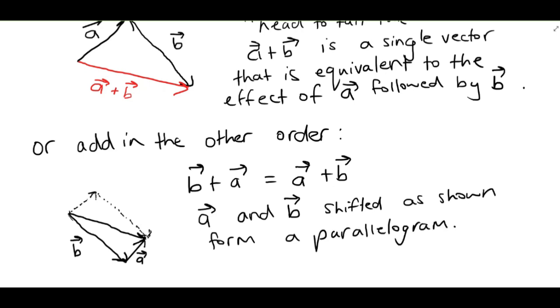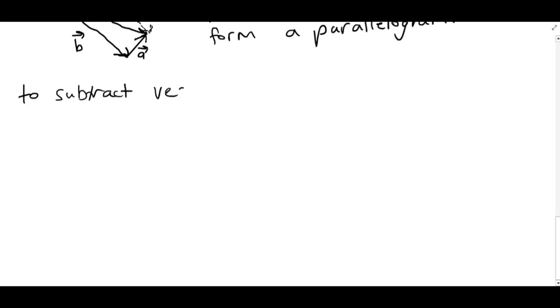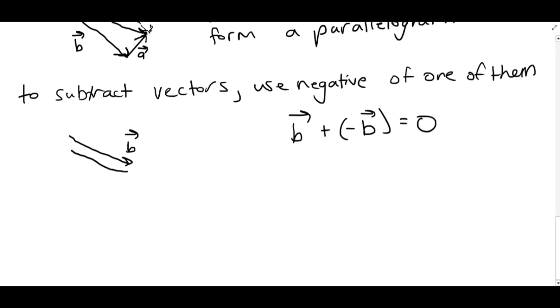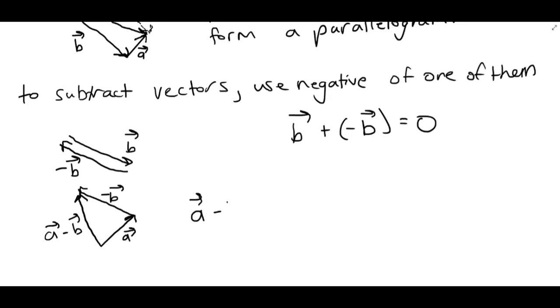In order to subtract vectors, we use the negative of one of them. So if we have the vector B plus the negative of vector B, this will equal 0. We can draw a diagram for this, where we have the vector B pointing downwards. Therefore, vector negative B will be the same size, but in the opposite direction. Also, if we have a vector A, as well as a vector negative B, if we add these together, we have A minus B, which can also be written as A plus negative B.